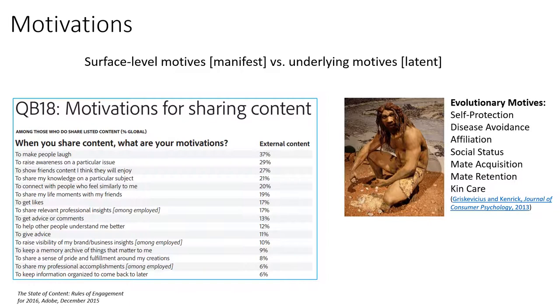On the other hand, if we were to tackle the same type of study, but we wanted to tap into more deeper-seated motivations for why people were sharing content, one set of those things might come from academic research. Some academic researchers are arguing we should think about the type of deep-seated evolutionary triggers that have motivated us as we've evolved over multiple generations to the current state that we're at. In this particular study from the Journal of Consumer Psychology, they identified 7 fundamental evolutionary motives that might explain everyday marketplace behavior: self-protection, disease avoidance, affiliation, seeking and acquiring social status, seeking and acquiring mates, retaining those mates, and taking care of children. If it was true that a desire for self-protection actually was a motive for sharing certain types of social content, we might quickly realize that we're going to need some sort of advanced research techniques.